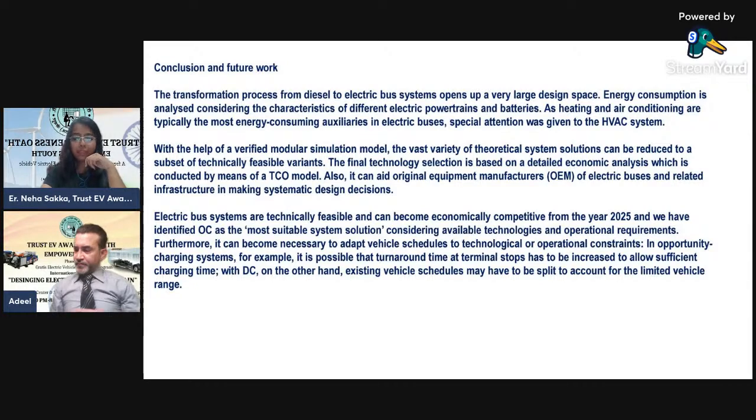Okay, thank you, sir. There's another question regarding lithium-ion batteries. It is asked whether lithium-ion battery manufacturing is more polluting than fossil fuels. Sorry, can you ask me again? Is the manufacturing process of lithium-ion batteries more polluting than fossil fuels? Yes, it's true.